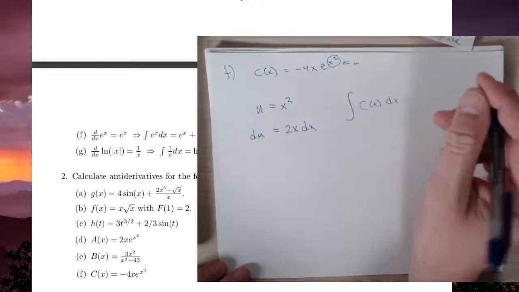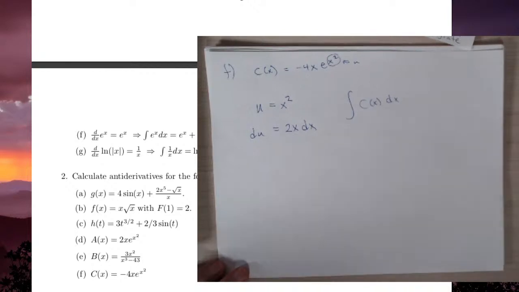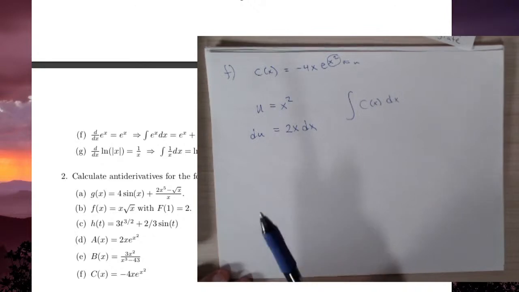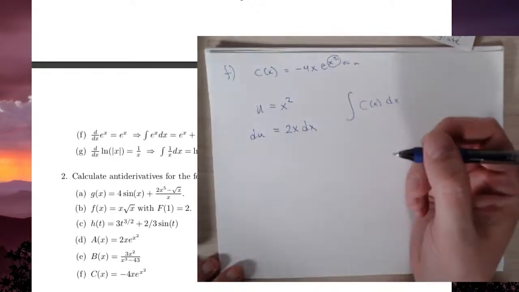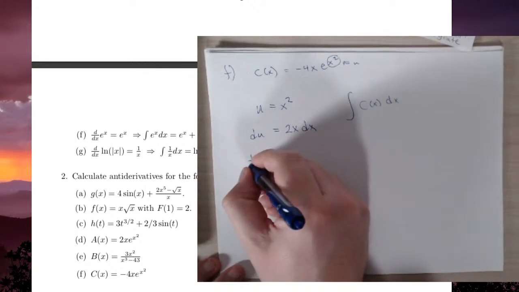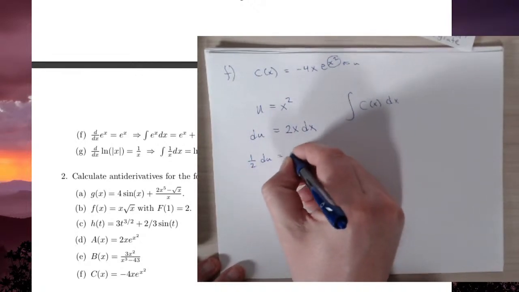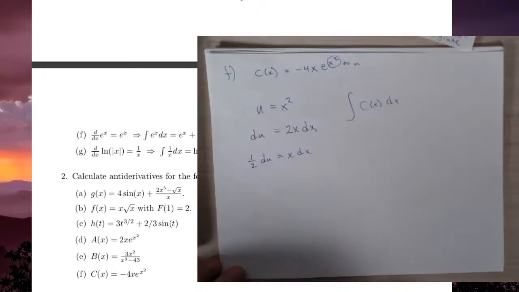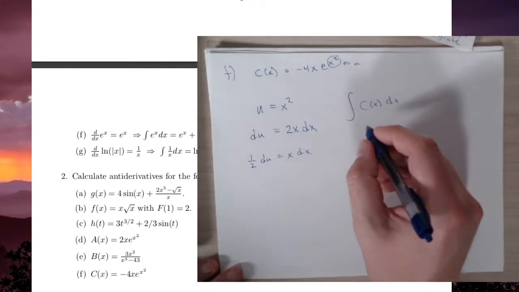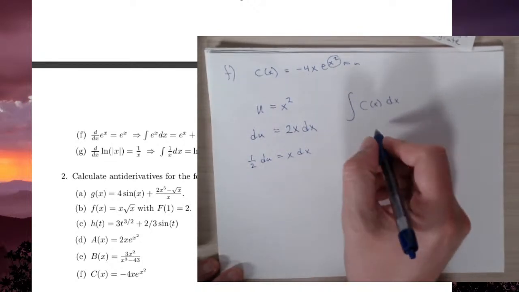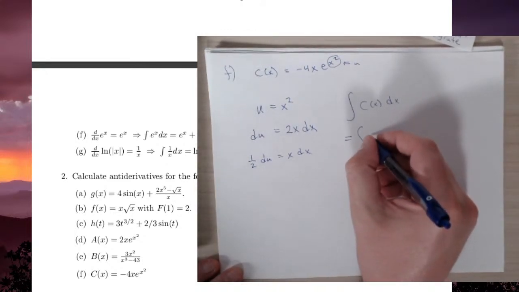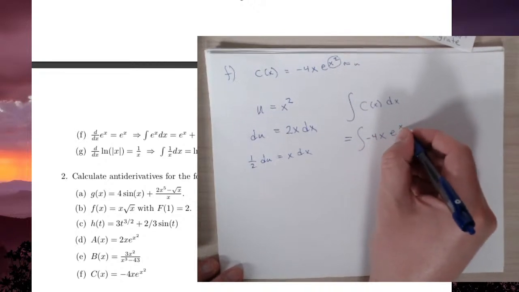There are different ways to think about this. You could just divide by 2, basically, but in this particular case, let's just do that. Another way to think about this is that 1/2 times du equals x times dx. Here we're going to use all sorts of tools. We'll use linearity. We'll pull everything out of the box. So this is the antiderivative of negative 4x e to the x squared.